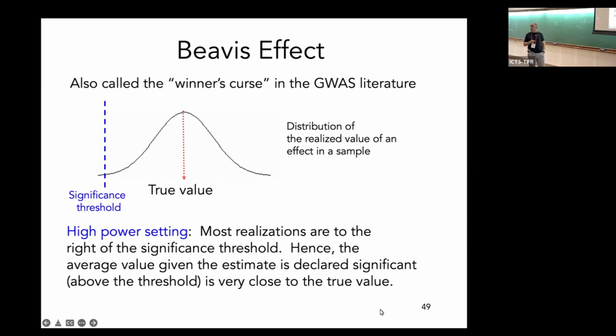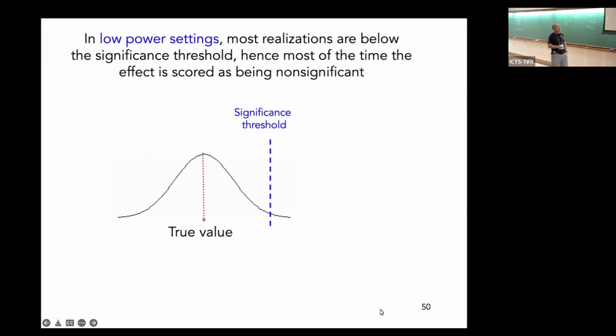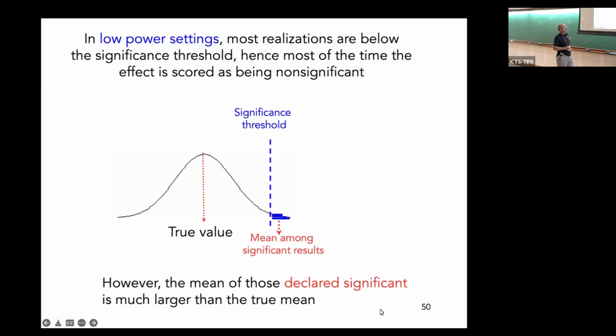So when power is high, if you declare a marker to be significant, you're not overestimating its effect. When power is low, what does that mean? Suppose power is 7%. It means only 7% of the time am I going to be above my threshold. Why? Data's noisy, my sample size isn't big enough, lots of things. So when I condition on being above that threshold, this is my new mean. That new mean massively overestimates the true mean.